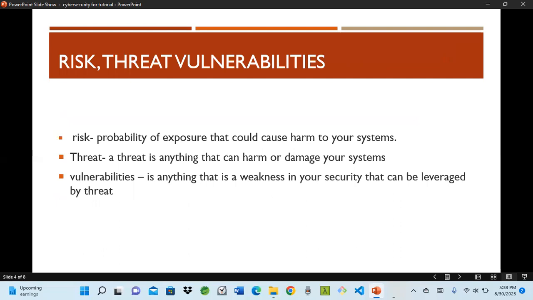Risk, threats, and vulnerabilities. So risk is the probability of exposure that could cause harm to your systems. A threat is basically anything that can harm or damage your systems. And a vulnerability is anything that is a weakness in your security that can be leveraged by threats.